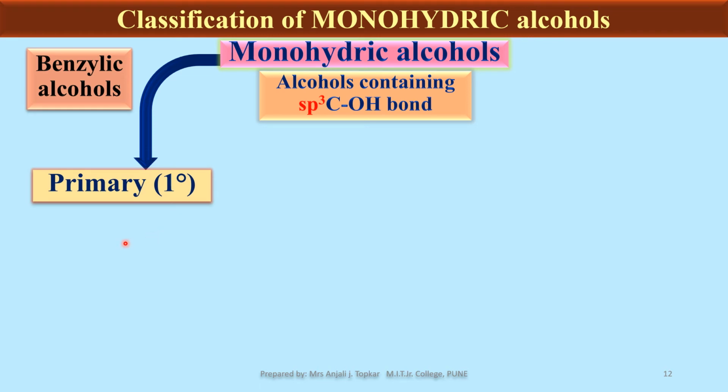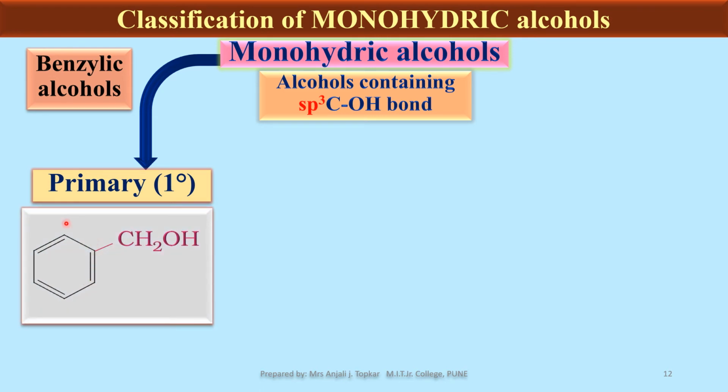Let's talk about primary benzylic alcohols. In this case, we find benzene ring is present, and here the OH group is attached to the carbon atom which is sp3 hybridized, which is attached to the benzene ring. Name of the compound is phenyl methanol.